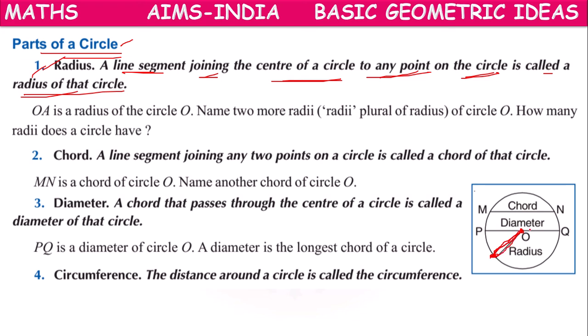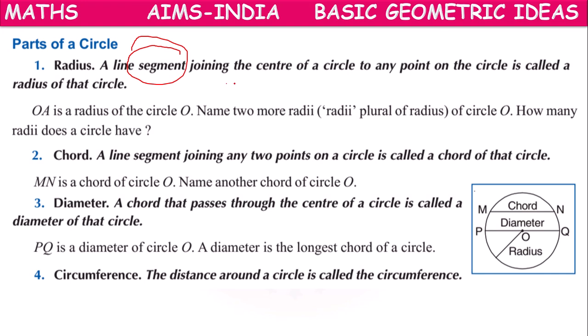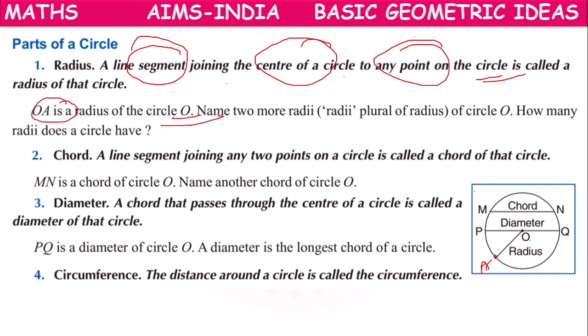This is called radius. This is also called radius. Like that, we can have infinite radii, but all radii are equal. So radius is a line segment joining the center of the circle and any point on the circle. If this point is A, then OA is the radius of the circle.